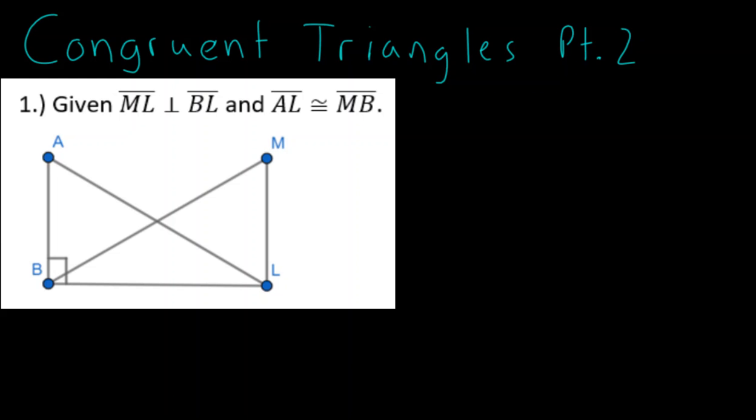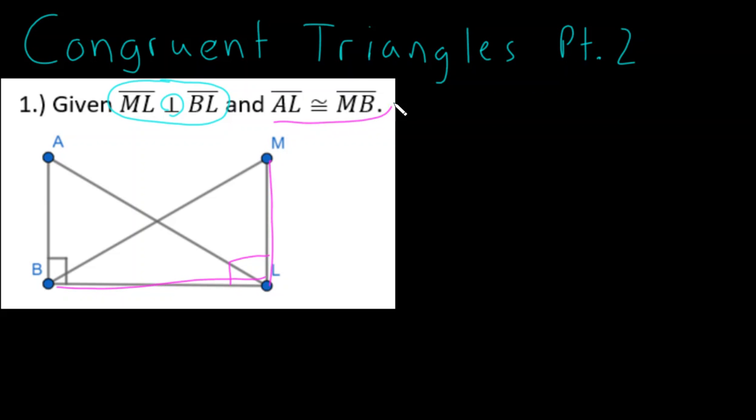Okay, and welcome to Congruent Triangles, Part 2. Now for number 1, it says given ML is perpendicular to BL. Remember that this symbol right here means perpendicular. So we're saying that ML is perpendicular to BL. Well, of course, here we have a right angle.